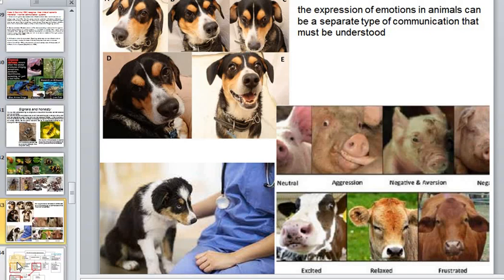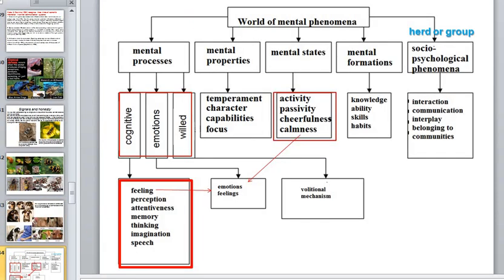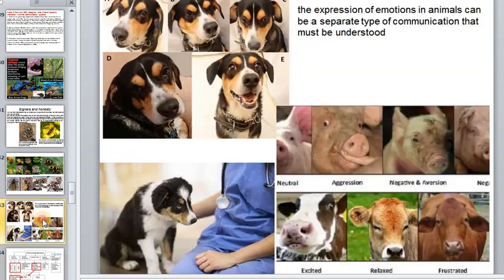They not only show us the mental state of the animal, but are also a manifestation of the mental process, which means that not all animals are able to express them, but we will talk about this later, of course. But you know, animals can express emotions, and in animals it can be a separate type of communication that must be understood, especially by veterinarians.